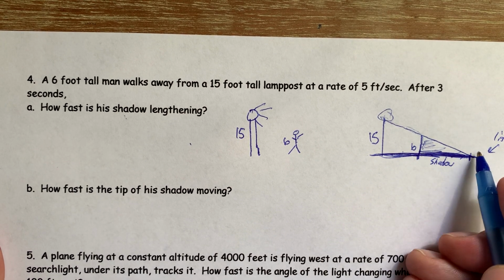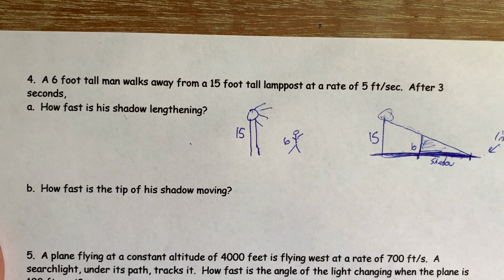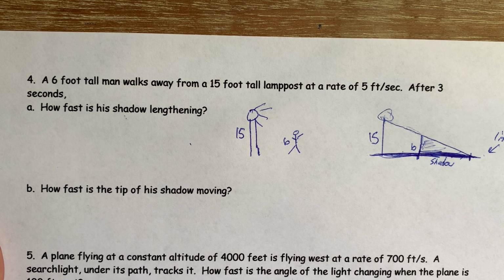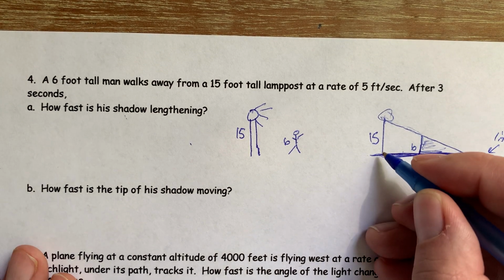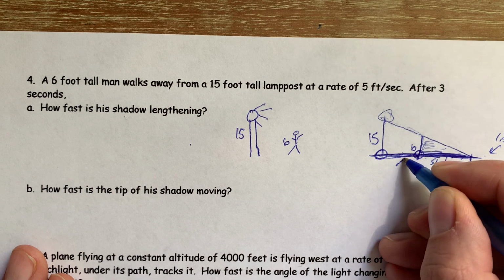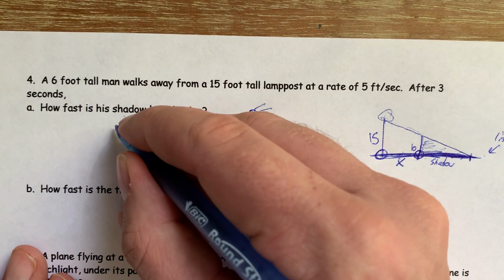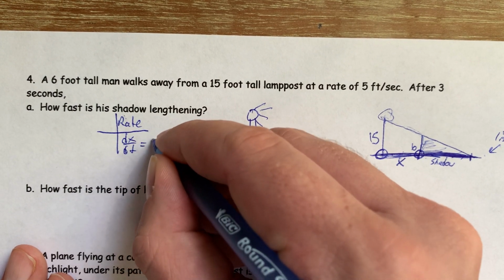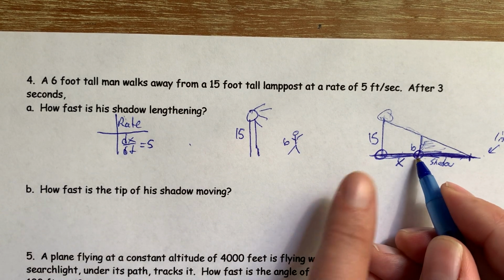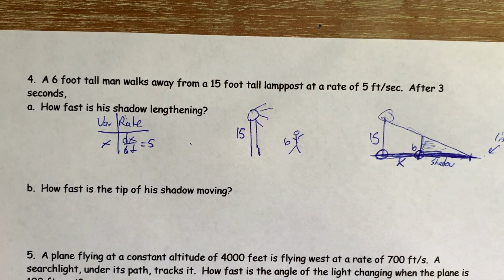And as he walks away from the lamppost at a rate of 5 feet per second, what is it that's changing 5 feet per second? The distance between him and the lamp. I'm going to call it x because it is a horizontal distance. And so our rate is dx dt, and that's 5. X is getting longer as he walks away from it. And so x will be part of our thing, probably. That's one of the variables we can use.